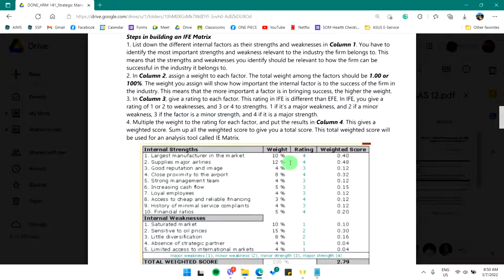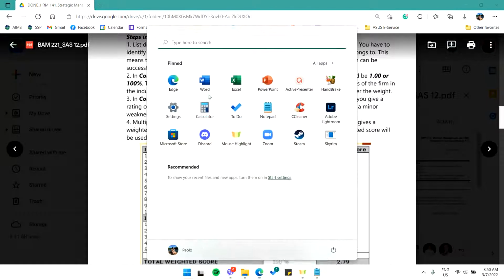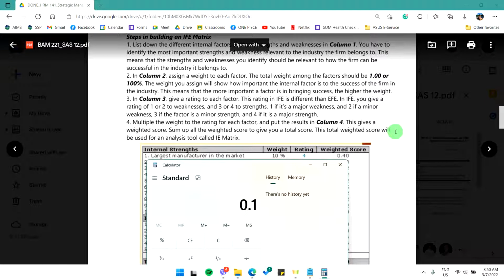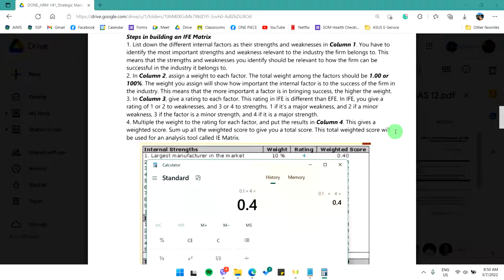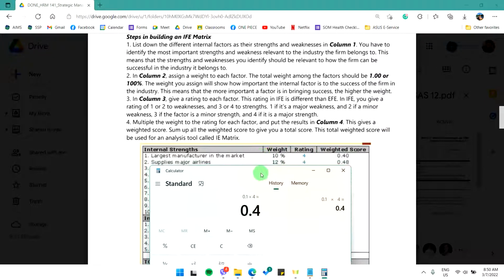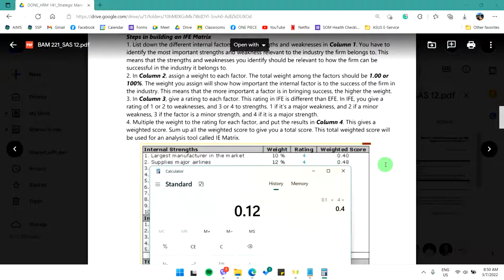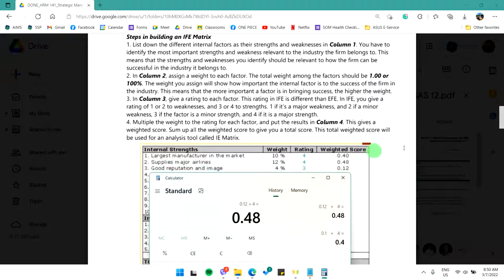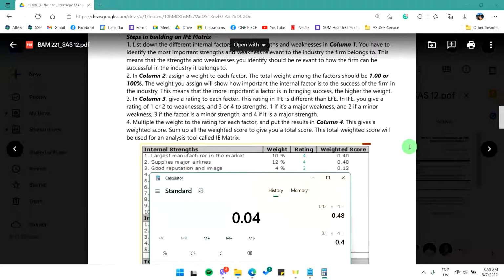Tapos, lahat ng iyan, after assigning each rates, and after assigning each weight value, and after rating each key factors, i-multiply din natin siya with the weighted score. Tingnan natin na maayos kung tama ba to. So that is 0.1 times 4, lalabas na 0.40 or 0.4. Next, 0.12 times 4, 0.48. Sige, lastly, for good measure, 0.04 times 3, 0.12.